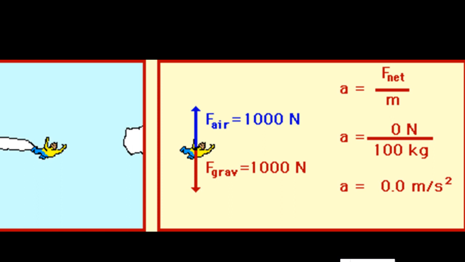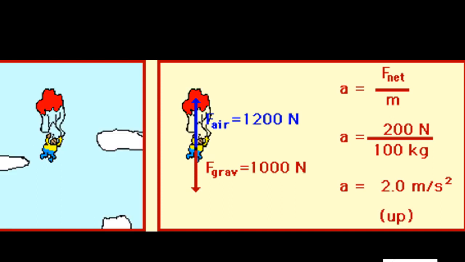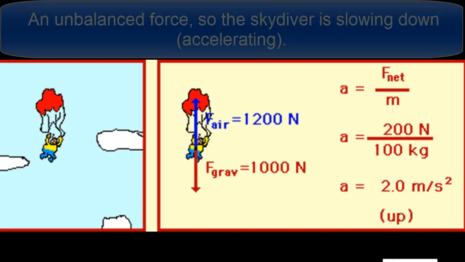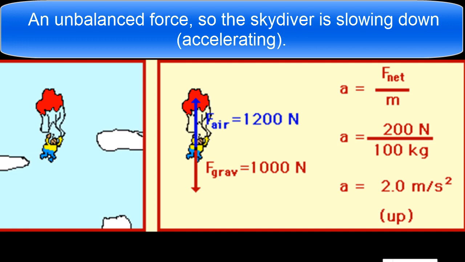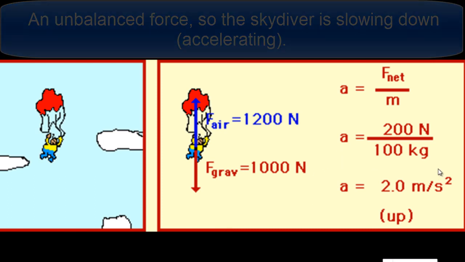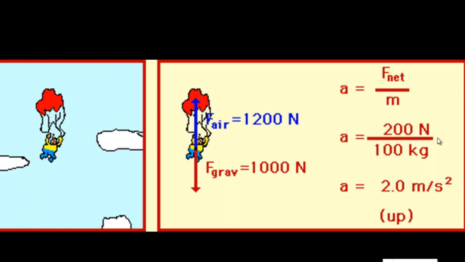Now, what he's going to do now is he's going to fall for a little while and then open his parachute, and let's see what happens then. Okay, he fell for a little while, and now he started to open up his parachute. The parachute's not fully deployed yet, but because it's out, there's more drag, there's more air resistance. So there's 1,200 newtons up and 1,000 newtons down. Now this object is no longer having an unbalanced force. The net force, as we can see in the upper right-hand corner here, is 200 newtons divided by 100, and it's 2 meters per second squared upward. In other words, he's starting to slow down.